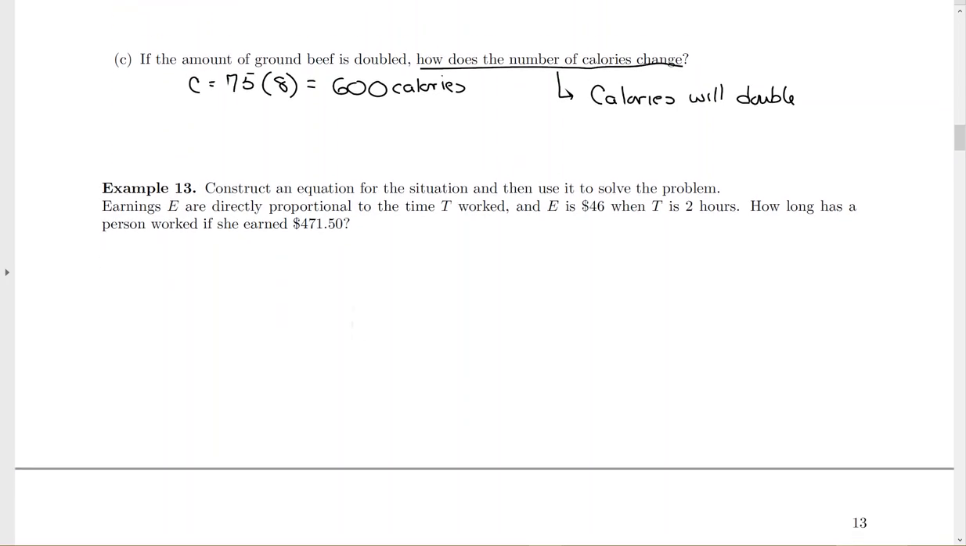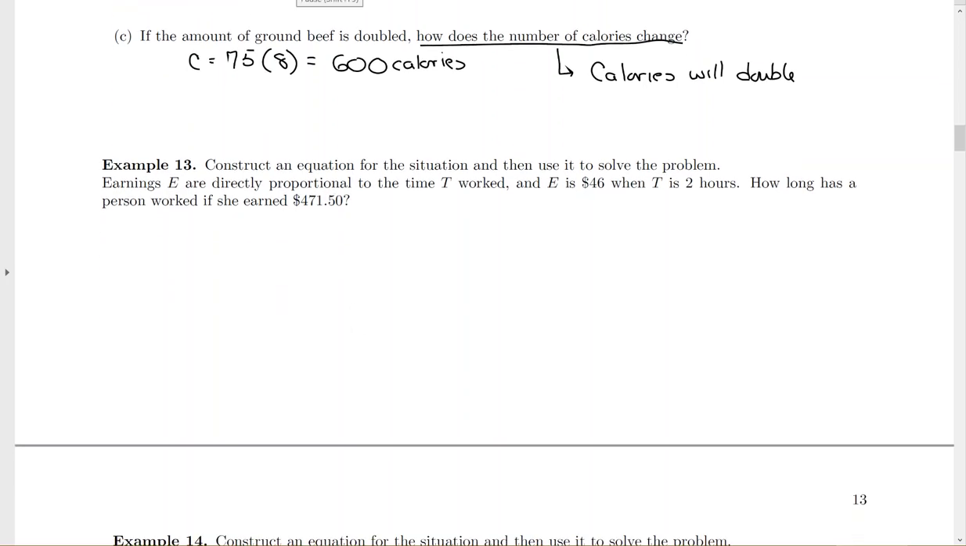All right, and then for example 13, kind of the same idea. You're going to set up an equation for the situation first, then answer it. So we're starting out with E, earnings, that's a is word, that's an equals, directly proportional, that's my K. Anytime I see that word proportional in there, I'm thinking K, to time T. Right, then they're going to give me information in this next part here to solve for the constant of proportionality, or my K value. So I plug in the E is 46, the T is 2, and this is multiplication, so to unhook it, you divide, and get k equals 23.